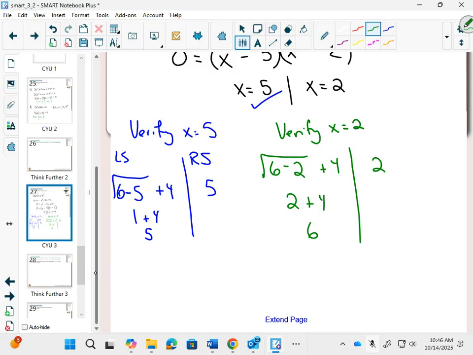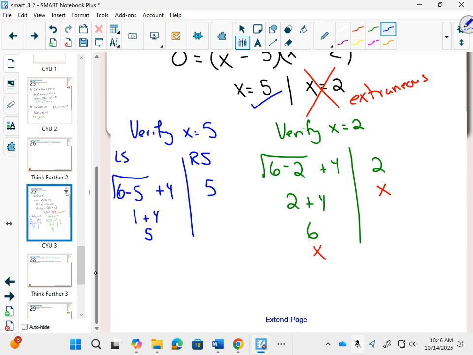Last I checked, no. So this one, after verifying it, I can write that this is an extraneous root. We get 2 answers, but only one of them works.